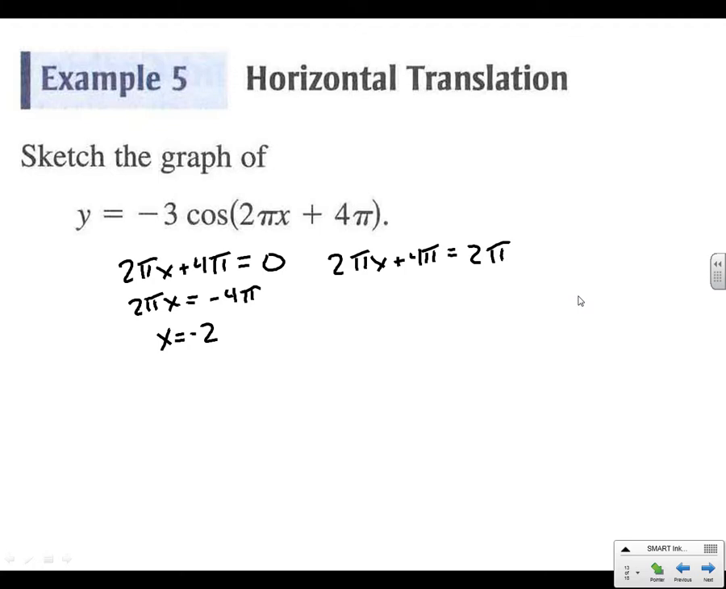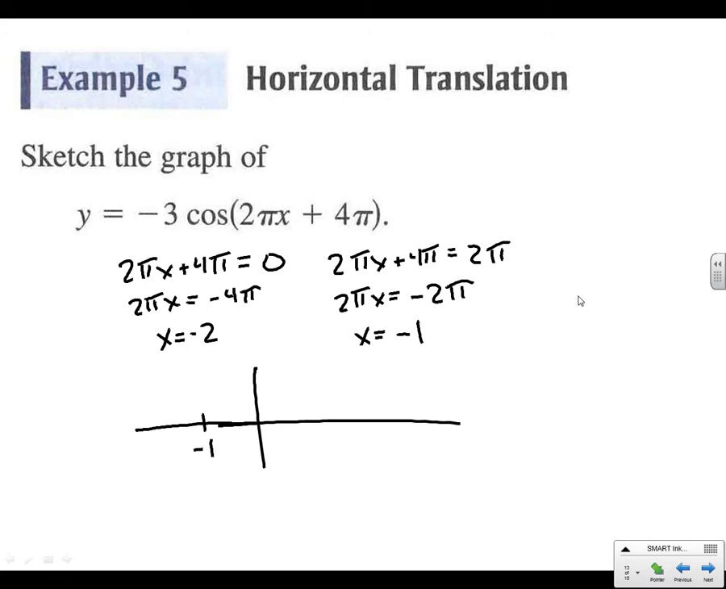And so let's go ahead and solve this. 2 pi x is going to equal negative 2 pi. Divide by 2 pi, and x is going to equal negative 1. So that's our start and our end. So here's negative 1, and here's negative 2, and we need 3 tick marks in between them. Right? So this is going to be kind of a squished graph.